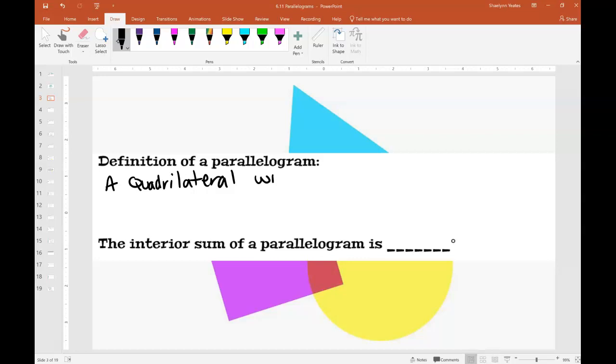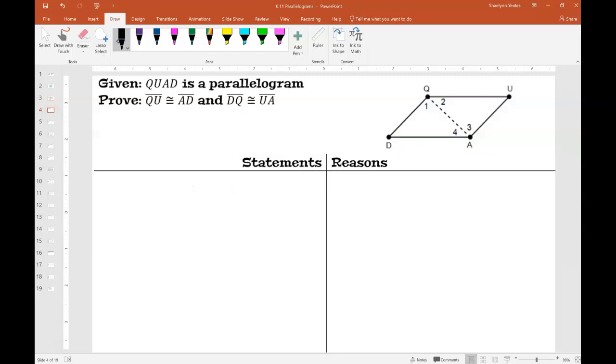So the definition of a parallelogram is a quadrilateral with opposite sides parallel. And the interior sum of a parallelogram is always 360 degrees. And this is true of every quadrilateral. They have an interior sum of 360 degrees.